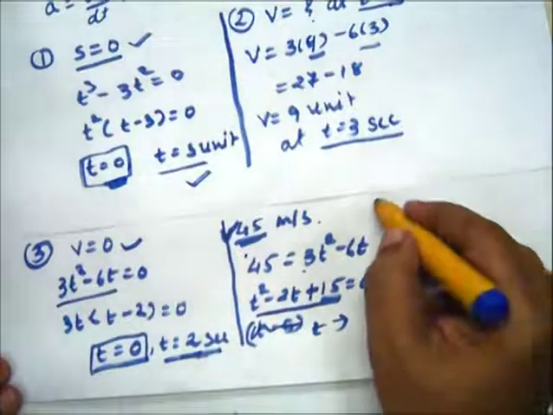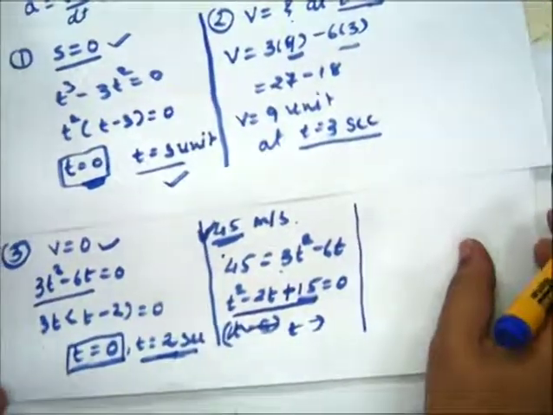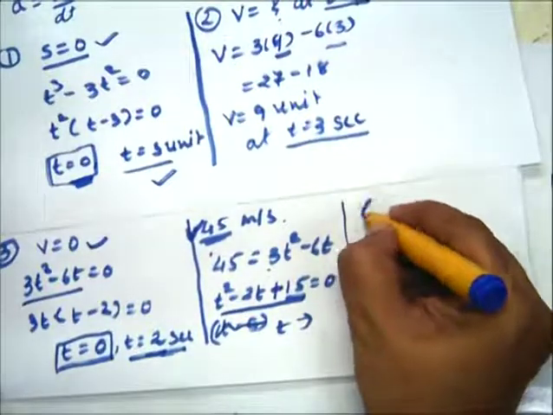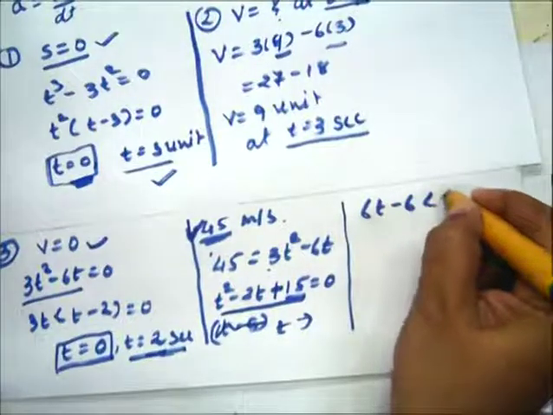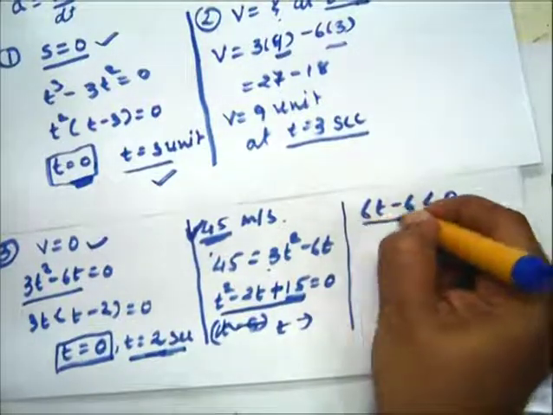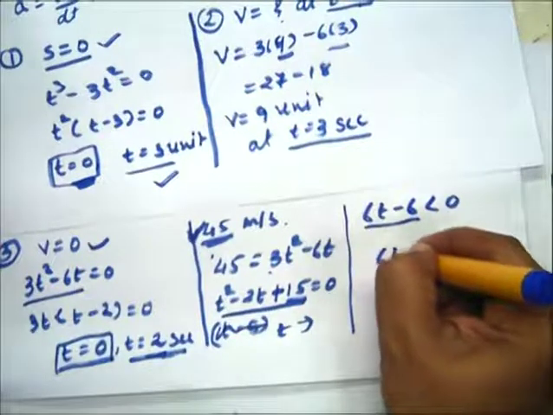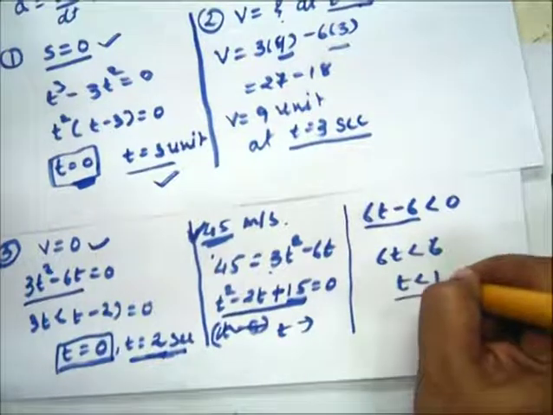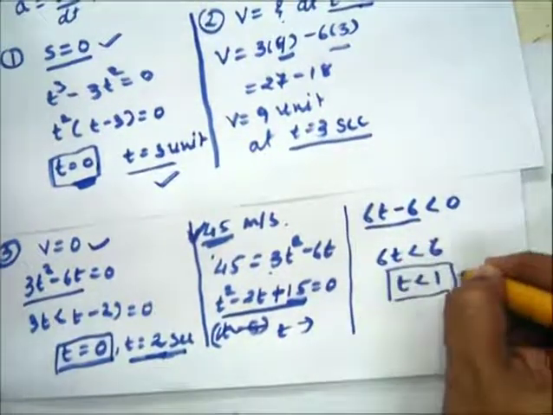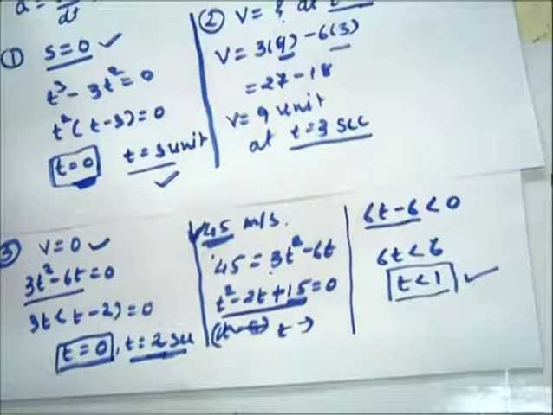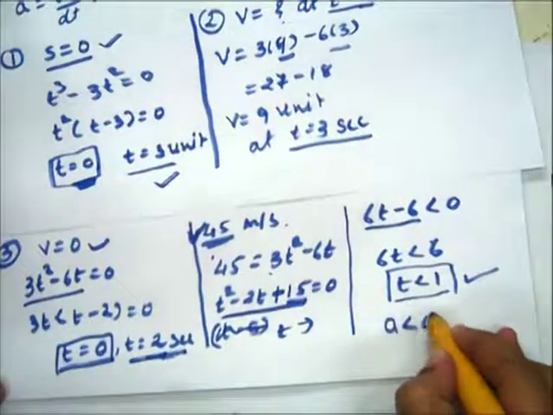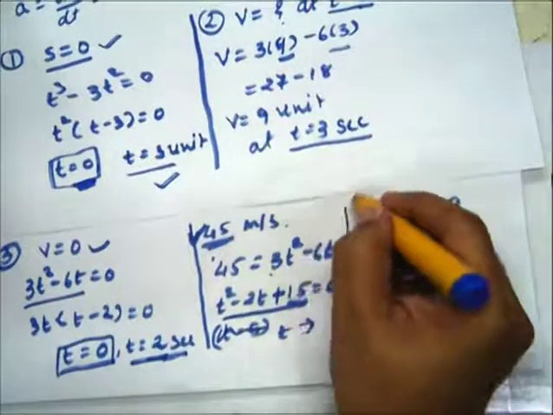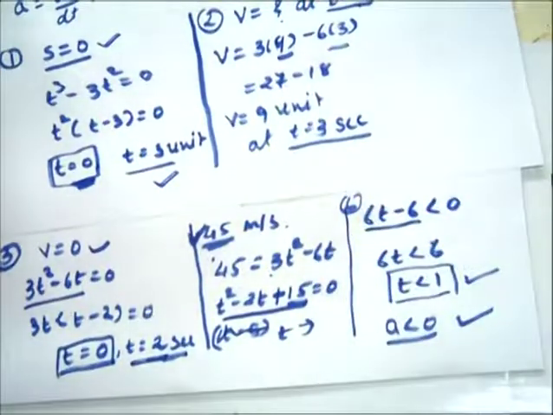And the last is very important: up to what time a will be negative. So 6t minus 6 is negative, means it is less than 0. This is a. So 6t is less than 6, so t is less than 1. So for t less than 1, the acceleration is negative. After that, it becomes positive. So that is the answer of the last question that we have seen.